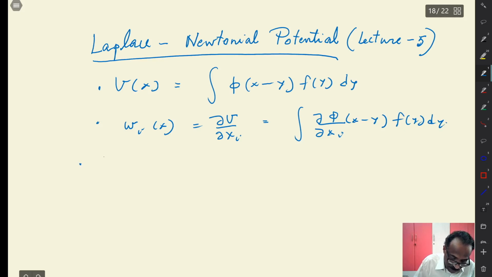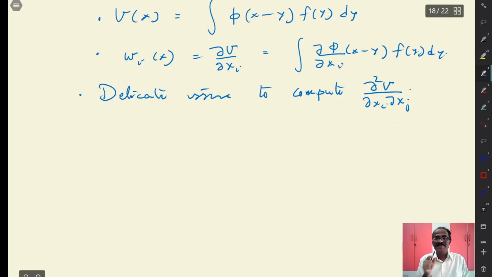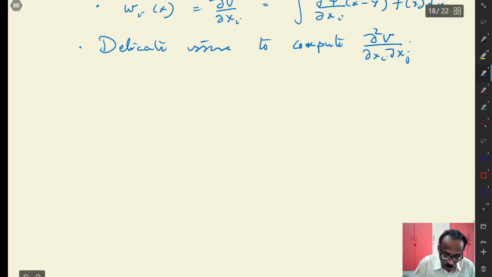Now the delicate issue in today's lecture is the computation, because to solve the problem you have to compute the second derivative d squared v by dx_i dx_j. Rather, you want to compute your Laplacian. At this point, we want to tell you that there is some mistake in the proof given in our book, so we will be giving the correct proof here. There are some points which we had not exactly noticed. That also indicates how delicate this proof is. So the proof is delicate, and we will compute this using the Hölder continuity.